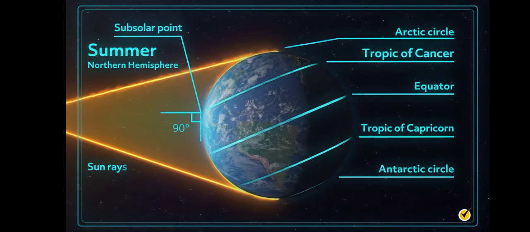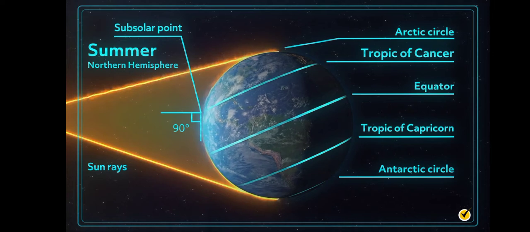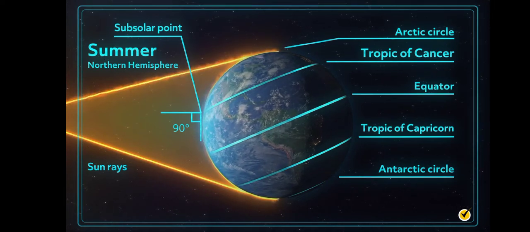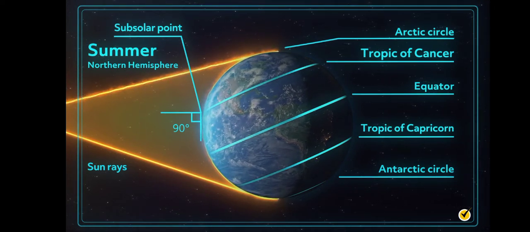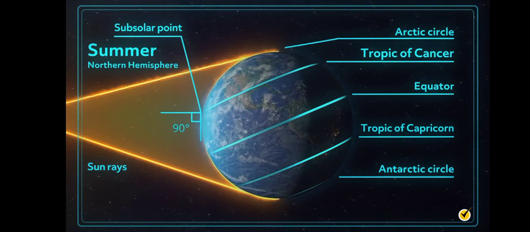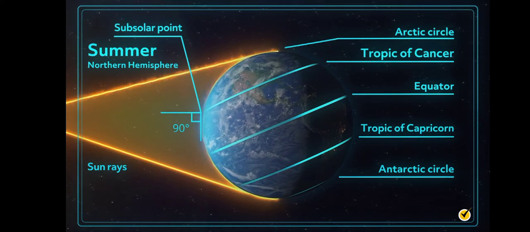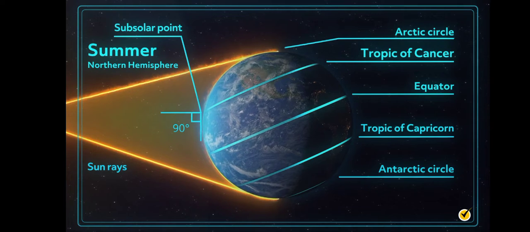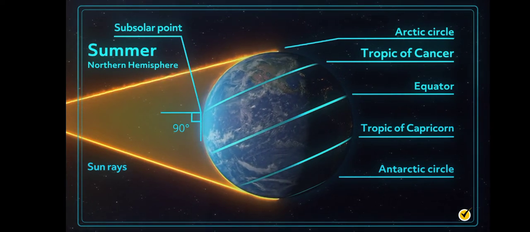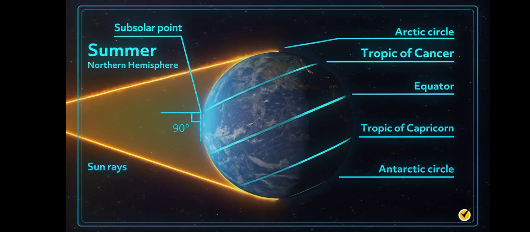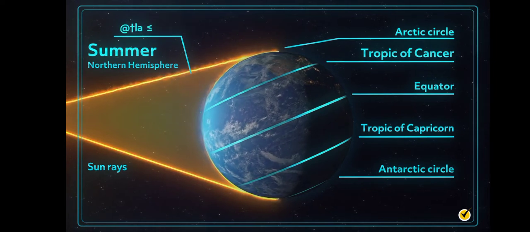This time, it's the Tropic of Cancer. At the Tropic of Cancer during Northern Hemisphere summer, Earth receives the most direct, concentrated sunlight. During North America's summer season, the increase in direct sunlight causes a rise in temperatures. More sunlight equals more heat.